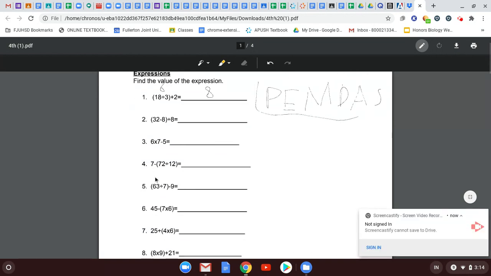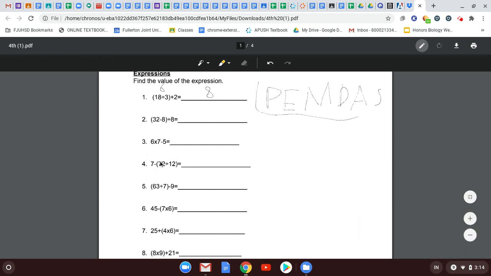So usually we go from left to right. However, for number 4, even though 7 subtracting 72 is basically the first number, we cannot do that first because we need to do parentheses first. So we have to do the parentheses, which is 72 divided by 12, which is 6.